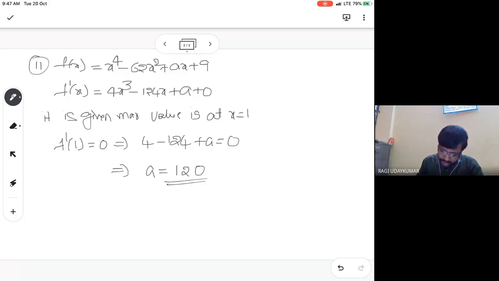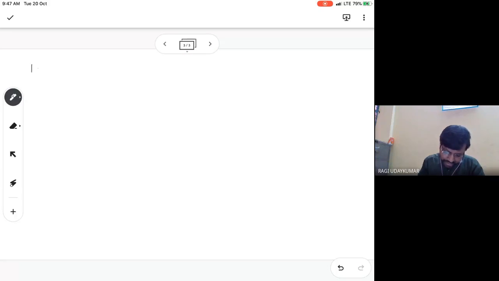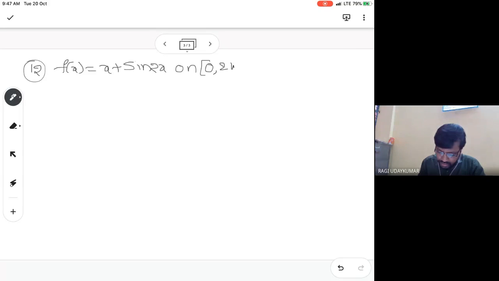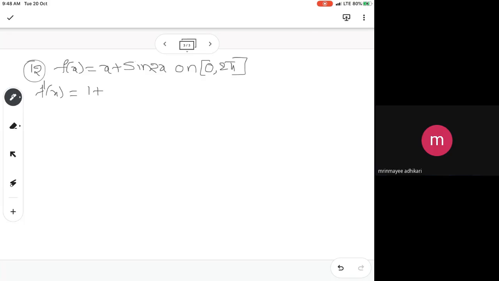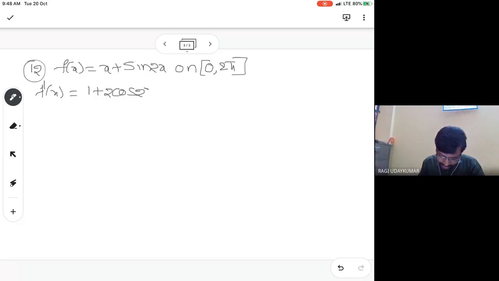And coming to the next problem, the problem is a little bit different. Find the maximum value and minimum value of the function f of x equals x plus sine 2x on the closed interval 0 to 2 pi. So what do you have to do first? Derivative you have to find out. So f dash of x equals 1 plus, what do you get? 1 plus 2 cos 2x. Very good.